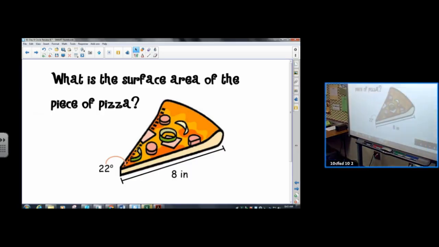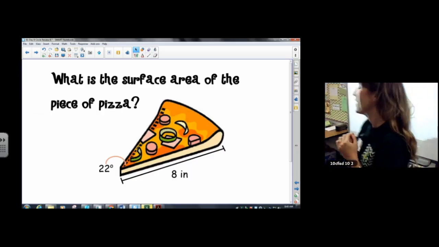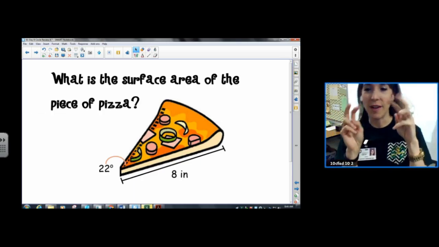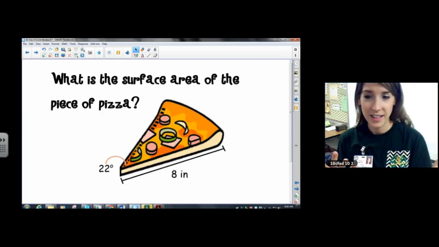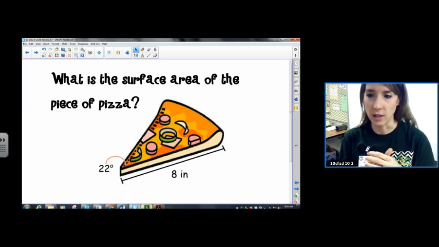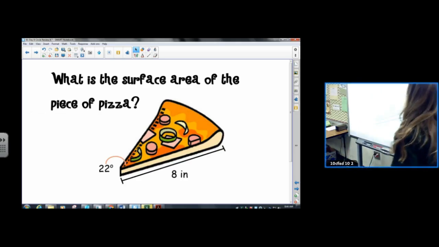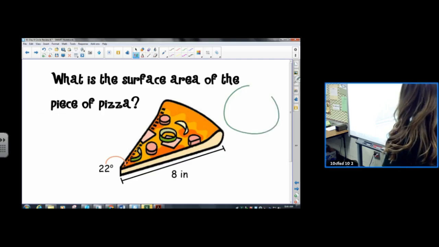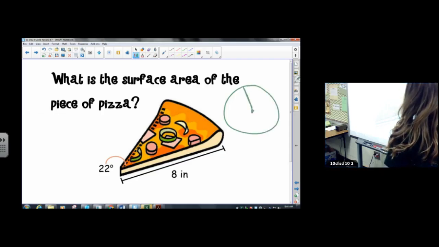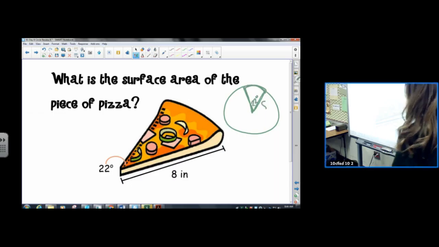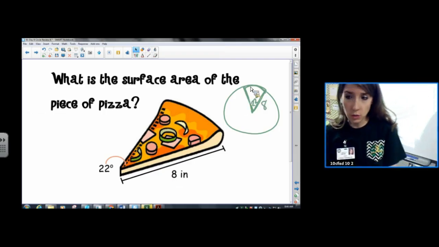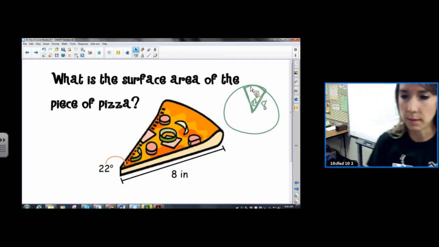Problem number one, what's the surface area of the piece of pizza? This is just my fancy way of trying to make it fun, but you're really just trying to find the area of a sector. Good. A piece of pizza is really just a sector. Yep. So pretend for this problem that you're in a circle and you have this sector that you're trying to find the area of. This is a formula you do need to memorize. So go ahead and do this one.